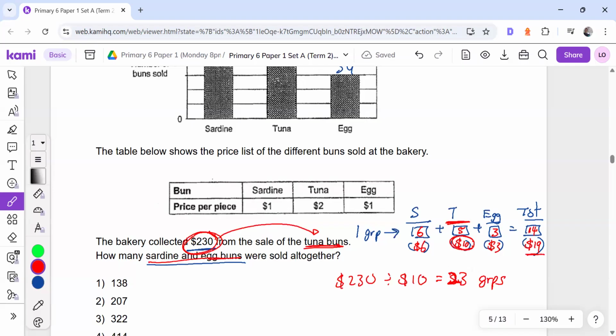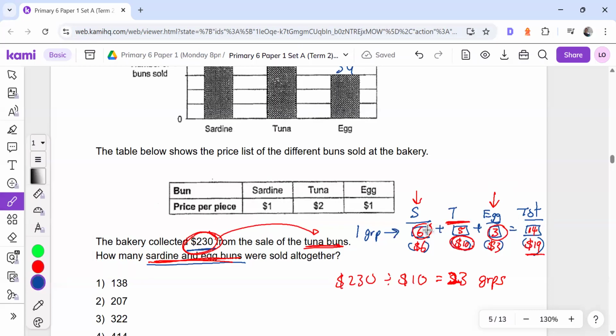So how many sardine and egg buns were sold altogether? Go to one group, look for the title. Look for sardine, look for egg. And how many sardine and egg in one group? You take 6 plus 3, 9.